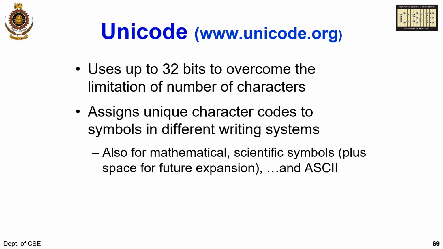Not all the 2 to the power 32 characters are taken, right? So if, let's say, suddenly a new writing system comes up, we can allocate new characters from Unicode to those new symbols. Also note that the first 128 characters are exactly the same as the ASCII characters, right? It's a direct mapping, so it's directly compatible.